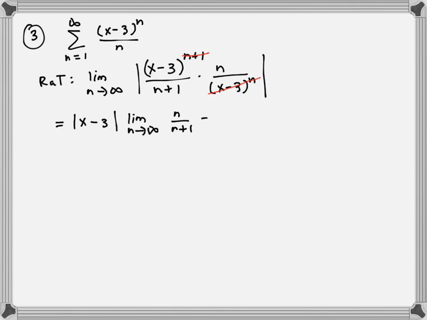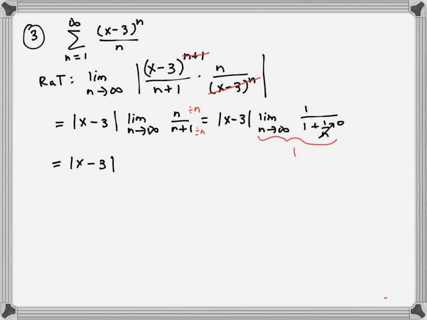Now, what does this limit equal? Of course, let's do our dividing by n trick on both to take this limit. This is going to equal the limit as n goes to infinity of 1 over 1 plus 1 over n, right? This guy goes to 0, so this entire limit is 1. And so this is just equal to the absolute value of x minus 3 times 1, which is just itself.